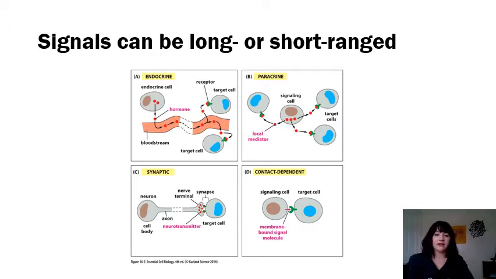Then last, we have contact dependent. In this case, the cells have to actually touch each other, and once they touch each other, that tells the cells to do something. There are some cells in culture in which their growth is contact dependent. The cells will divide and divide and divide until they touch each other. And when they physically touch each other, that is a signal to both of those cells, all right, we need to stop dividing because otherwise we're going to get too cramped. That's contact dependent inhibition.